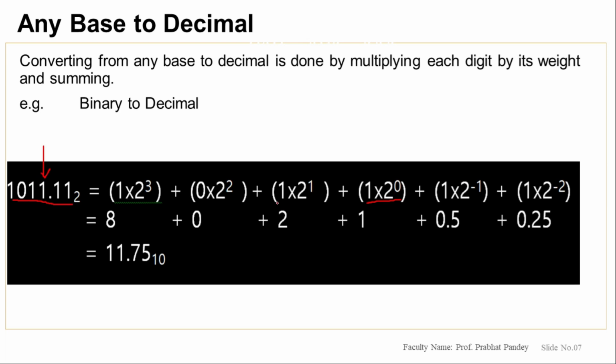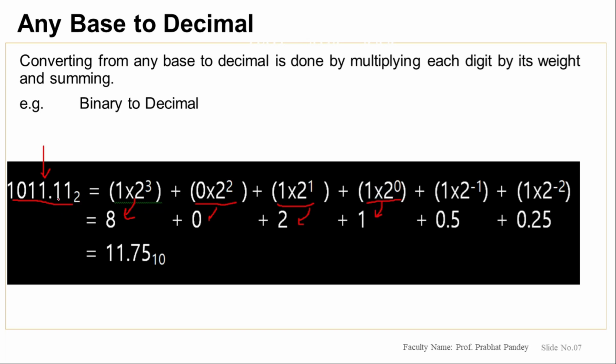This is the first bit, so 1 into 2 to the power 1. The 0 is on the second bit, so 0 into 2 to the power 2. And the 1 is 1 into 2 to the power 3, so this will become 8. 0 into 2 to the power 2 becomes 0. 1 into 2 to the power 1 becomes 2. And 2 to the power 0 is 1, and 1 into 1 is 1.